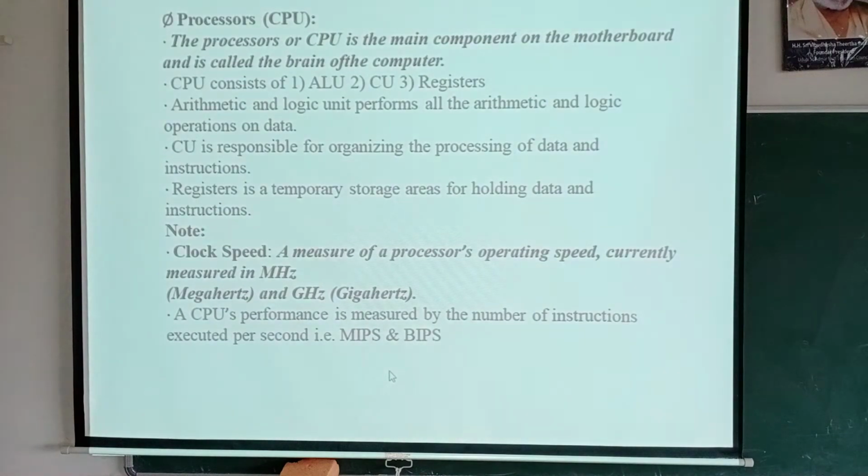Okay, it is called CPU performance, whereas the speed is always measured in megahertz or gigahertz. That is the clock speed or the operating speed. The processor operating speed is called the clock speed, whereas performance is measured by the number of instructions executed per second.